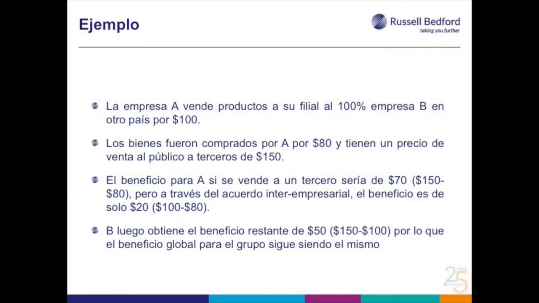So let's just have a look at a very brief example of what the issue might be with transfer pricing. So we have a situation where a UK company sells goods to an American subsidiary company for £100. Those goods were purchased by the UK company for £80, and therefore they make £20 profit by selling to the US. Now, that item has a retail price to third parties of £150. So if they'd actually sold it to a third party, they would have made £70 profit rather than 20. Now, in this scenario, the American company makes the £50 profit. The overall profit to the group remains the same.